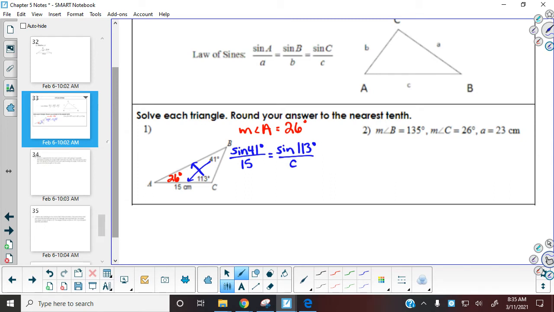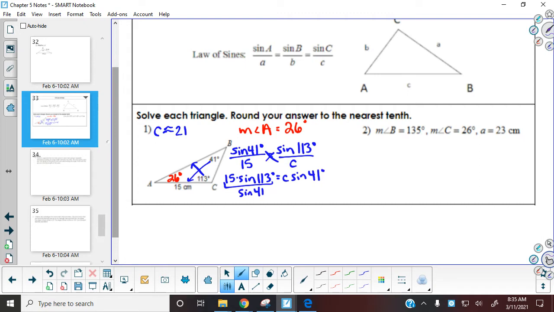And what you're going to do at this point is just cross multiply. So you do 15 times sine of 113 equals C times the sine of 41. So once you type in this, you just divide by the sine of 41 to get a value for C. And I'm just going to write this over here in the corner. C is approximately 21. And then you're going to do the same thing for your other angle pair.